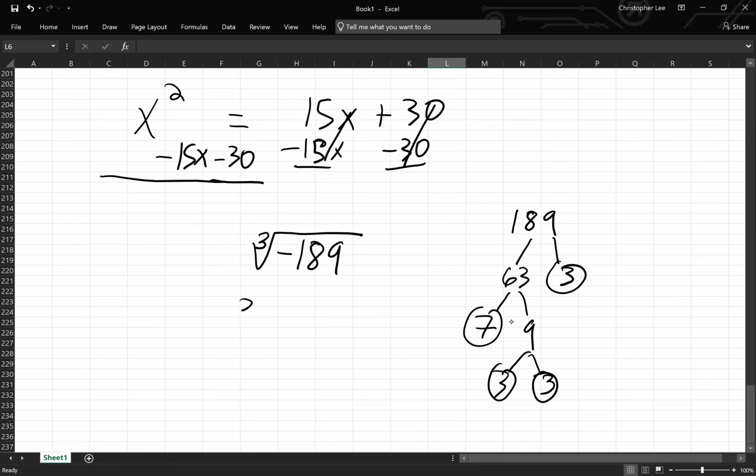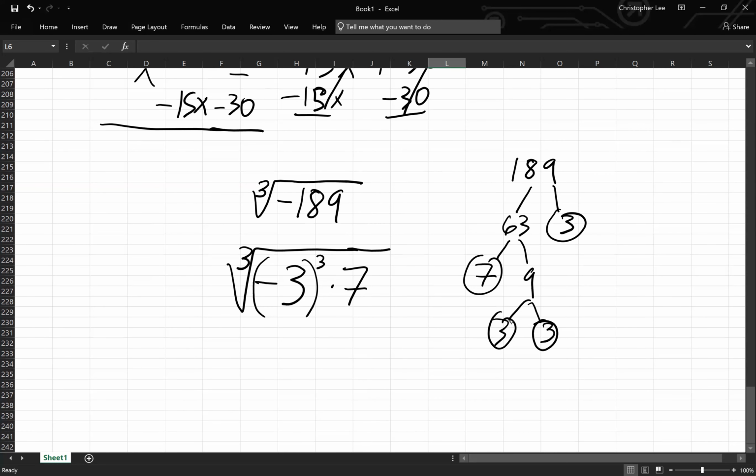So then now what you have is the cube root of negative, let's say, 3 to the third power and 7, right? You already know that the cube root of negative 3 to the third is going to cancel out. So negative 3 cube root 7. Not too bad.